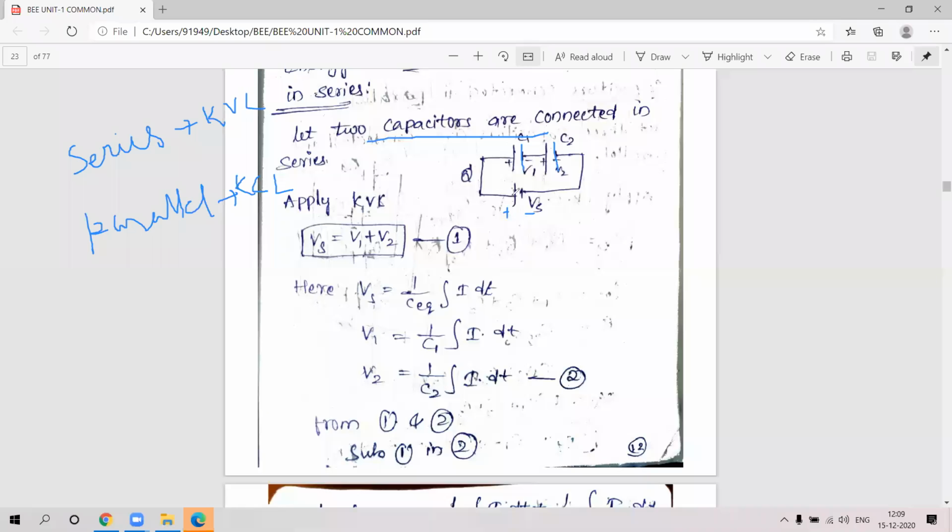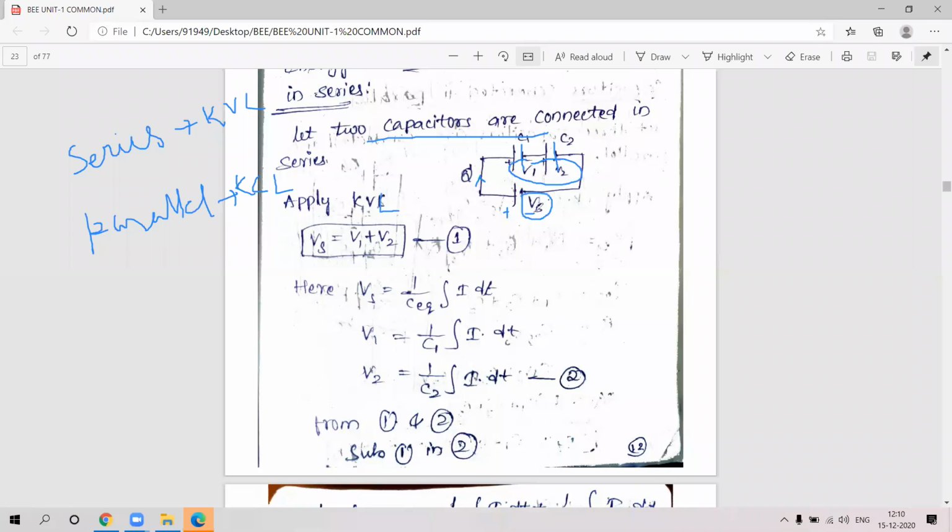When you give the voltage source, the charge will accumulate on the positive plate here, and on the negative plates likewise. So voltage drops take place across capacitor 1 and capacitor 2. I am applying KVL, Kirchhoff's voltage law. Vs is the potential rise and these two are potential drops. Potential drops I write on the right side, potential rise on the left side.